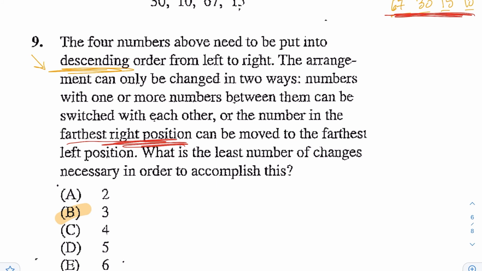All right, so you want to figure out how many different ways you can complete this. So here, let's say the 10 and the 15 you can swap. So that'll be 30, 15, 67, and 10. And you can also swap the 67 and the 30.